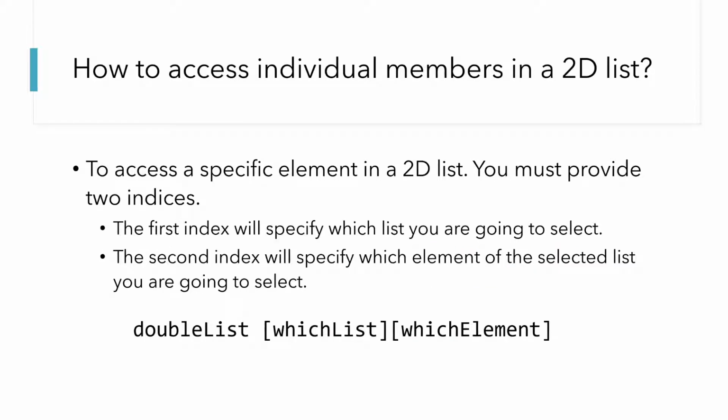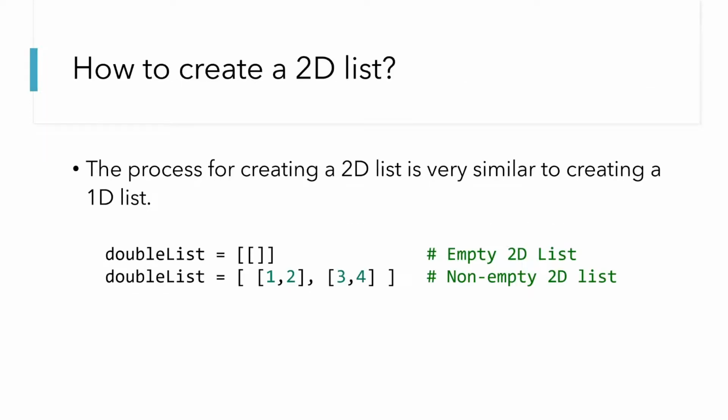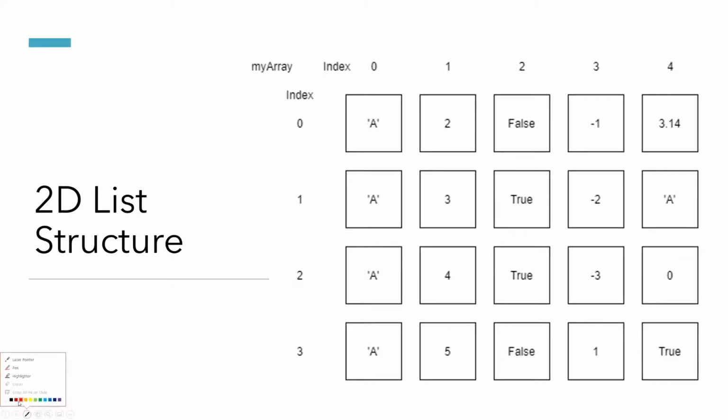So now I have to talk about how we would access individual members in a 2D list. So if you want to access a specific element in a 2D list, let's go back a couple slides. So here, let's say we want to access this specific element here. Well, we would have to know which list we want to go into. So in this case, we want to go into list 3 at index 3. And then we have to say, okay, which index inside of that list do we want to look at? In this case, we would look at index 2. So we would go down to list 3 and then index 2.